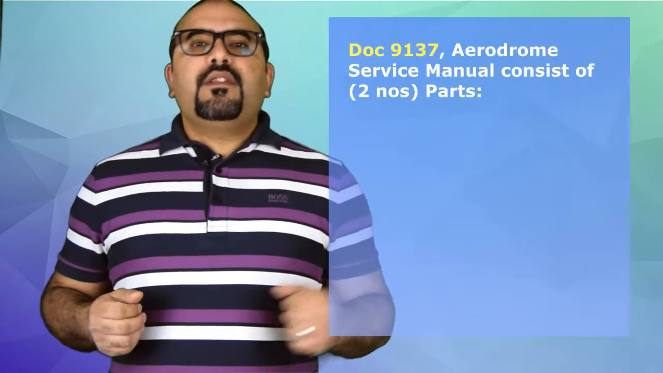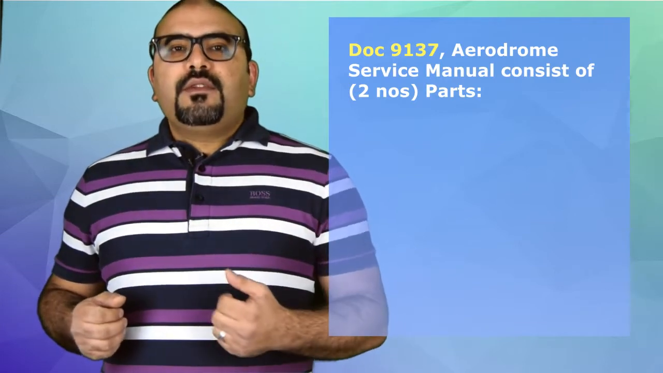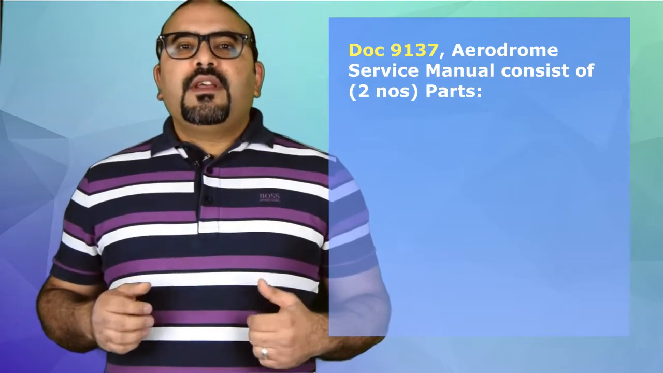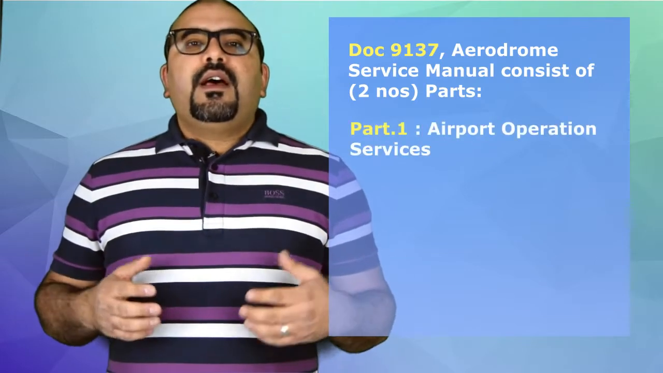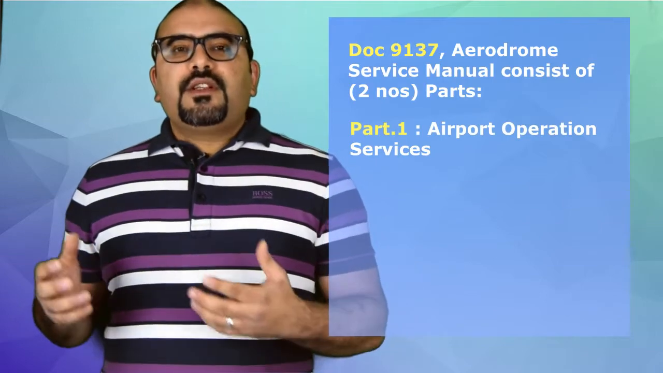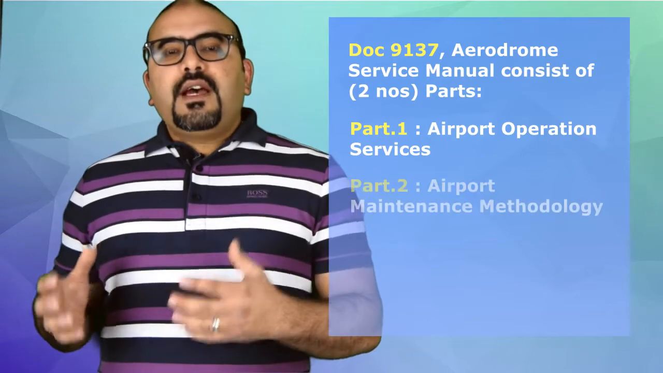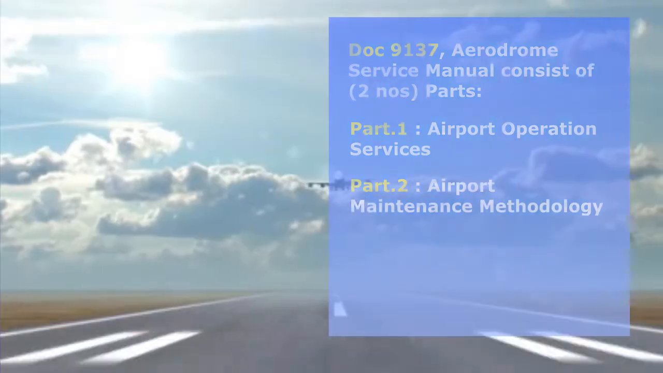The second supportive document is Document 9137, which is called the Airport Services Manual. The first part of this supportive document aims to provide guidelines for airport operation services, while the second part aims to provide guidelines for the airport maintenance methodology.